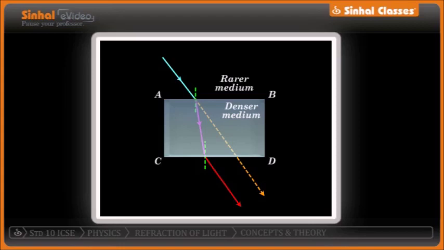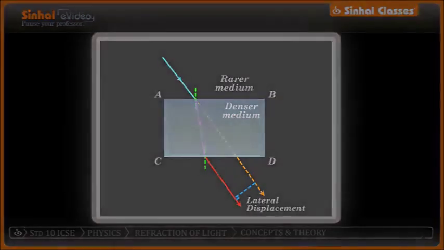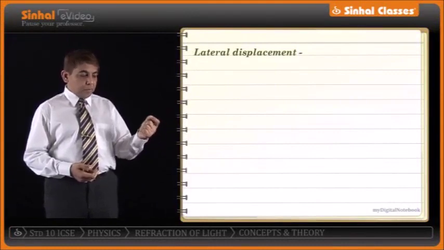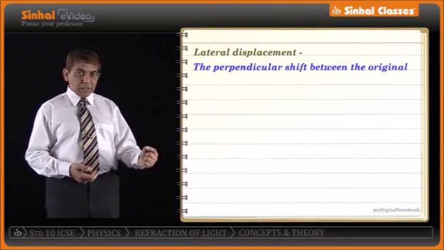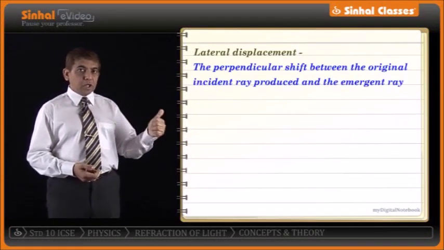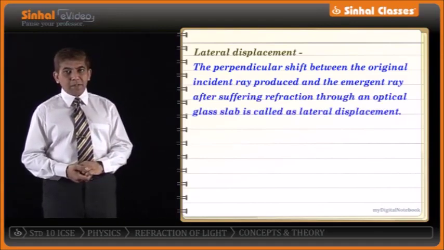There is a perpendicular shift between the original incident ray produced and the emergent ray. So that perpendicular shift is called lateral displacement. So we define lateral displacement as the perpendicular shift between the original incident ray produced and the emergent ray after suffering refraction through an optical glass slab.